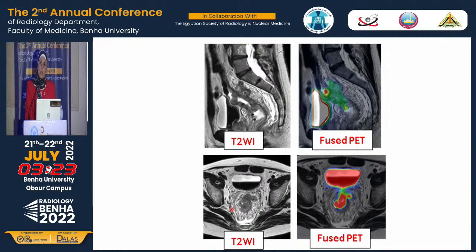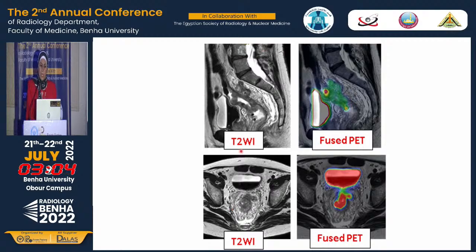We don't just rely on the uptake by the PET component, but we will perform the dedicated MRI rectal protocol, which is a cornerstone in evaluation of rectal disease extension and the proper staging, either prior to surgery or prior to concurrent chemo and radiotherapy.